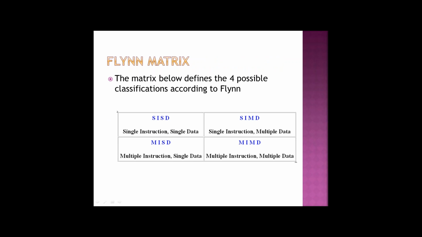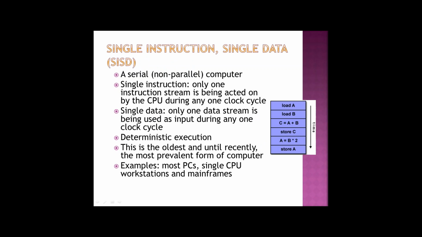One is SISD, that is single instruction, single data. Then SIMD, single instruction, multiple data. MISD, multiple instruction, single data. MIMD, that is multiple instruction, multiple data. Now, what is SISD? That is, there is single instruction and single data. This is a serial computer.